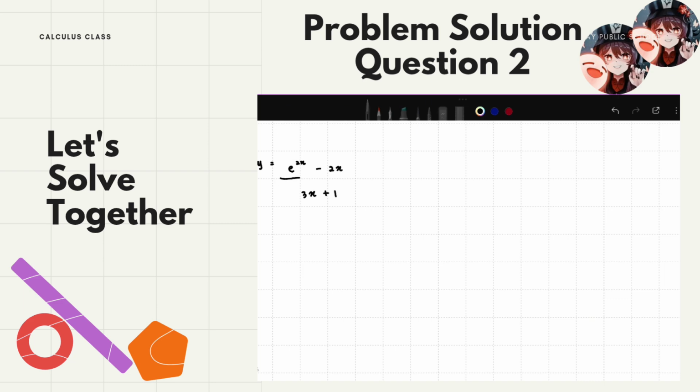This is the answer for question number 2. Let's see how we solve this question together.